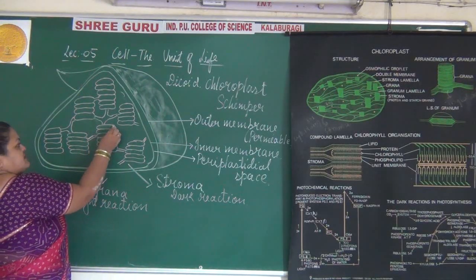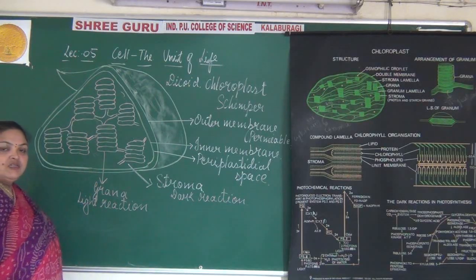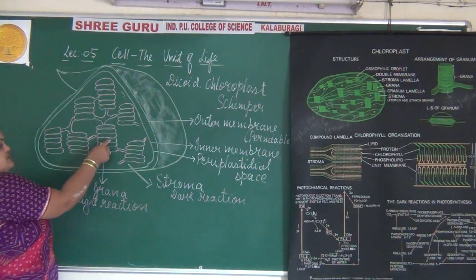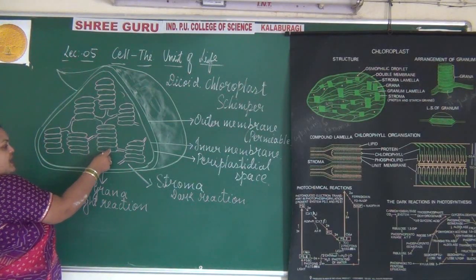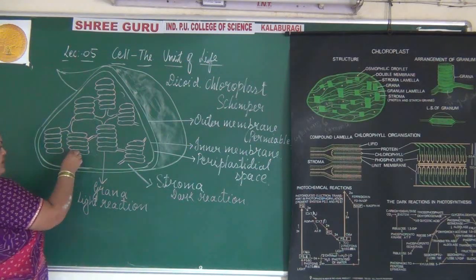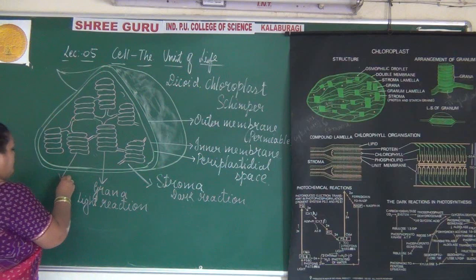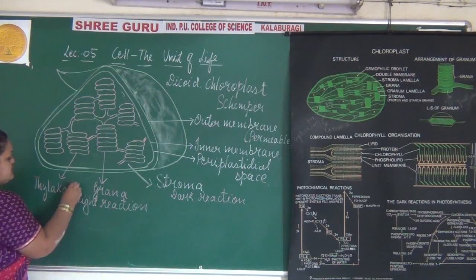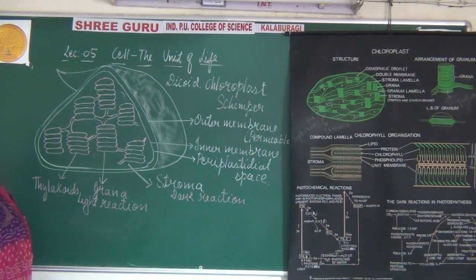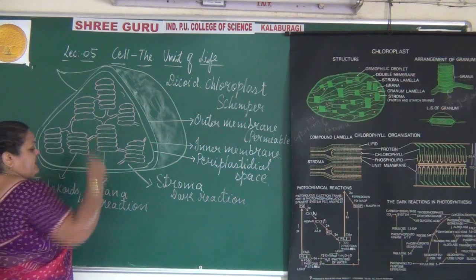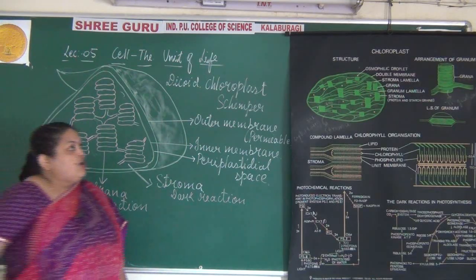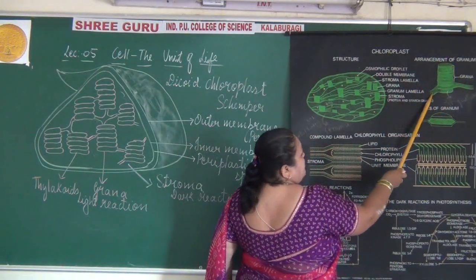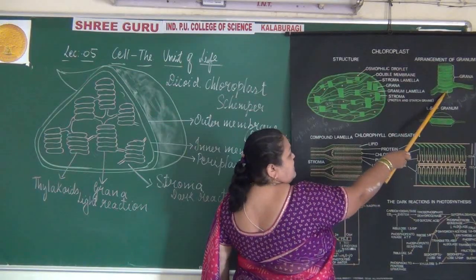these disc-shaped structures which are arranged one above the other, like a pile of coins. Each of them is known as a thylakoid. They are placed one above the other. This is a figure of a single granum, where it is having the thylakoids.